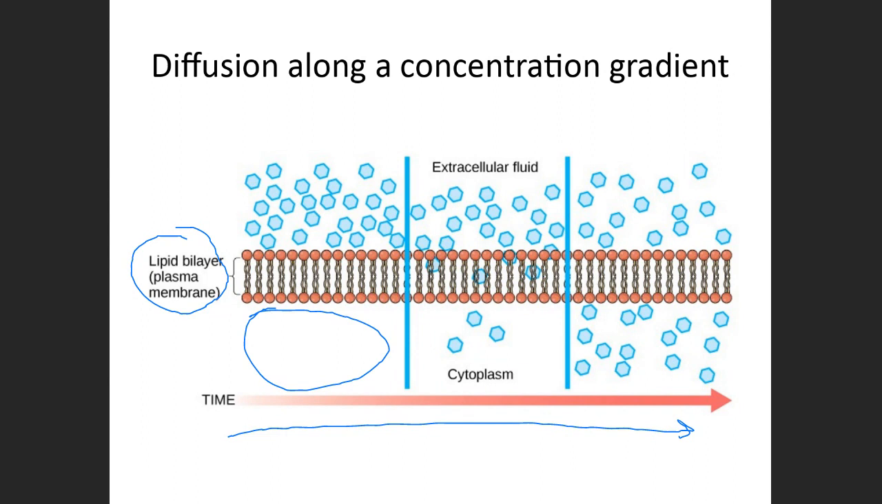Okay, so as we go through time, like if this is time 1, time 2, time 3, in time 2 you can see a little bit more oxygen has entered that cell, and by time 3 it's an even amount on both sides, inside and out of the cell, equal amounts of oxygen.